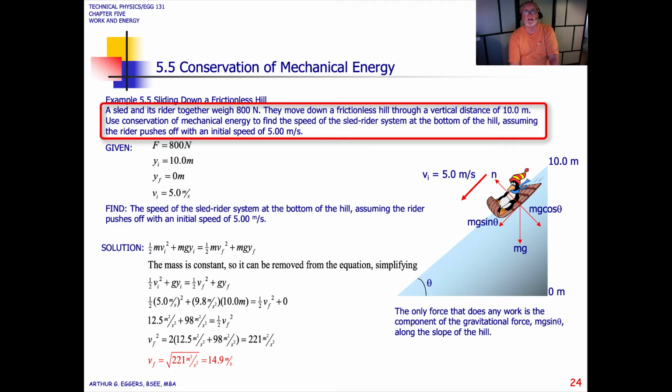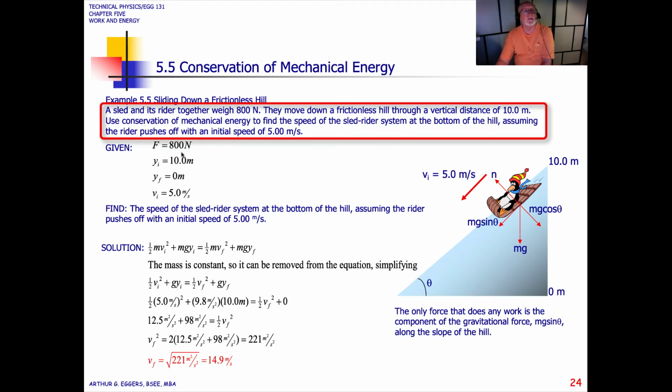They move down a frictionless hill through a vertical distance of 10 meters. Okay, same height as the last time. Use conservation of mechanical energy to find the speed of the sled rider system at the bottom of the hill, assuming the rider pushes off with an initial speed of 5 meters per second. So you've kind of seen this one in the last one.